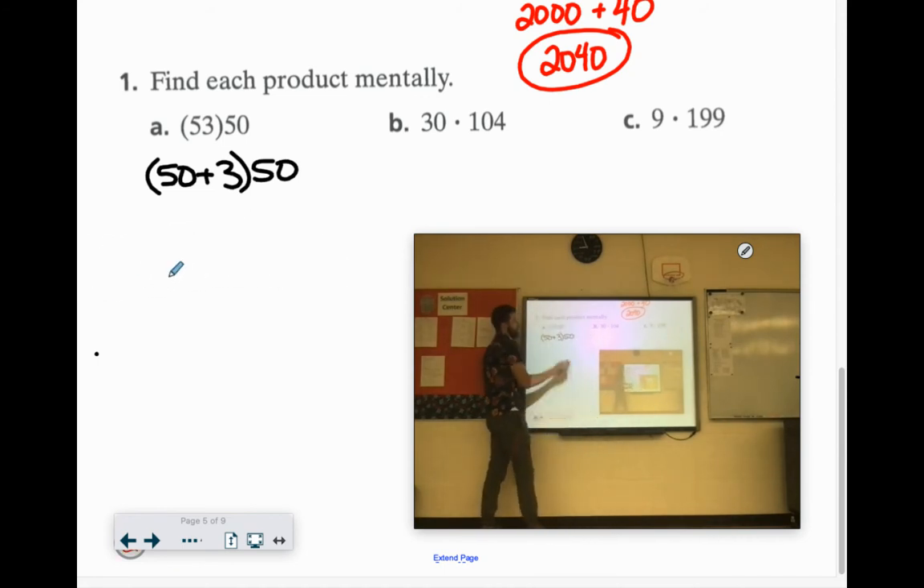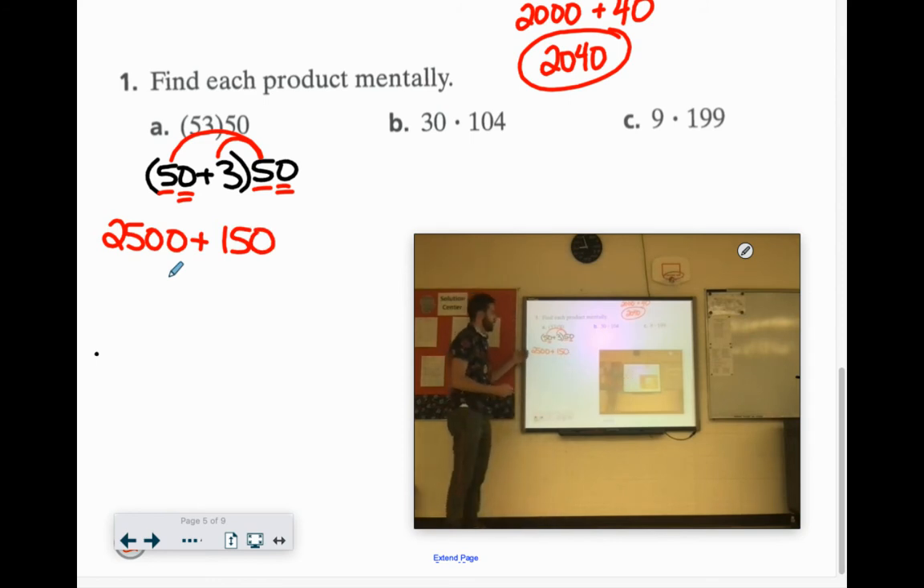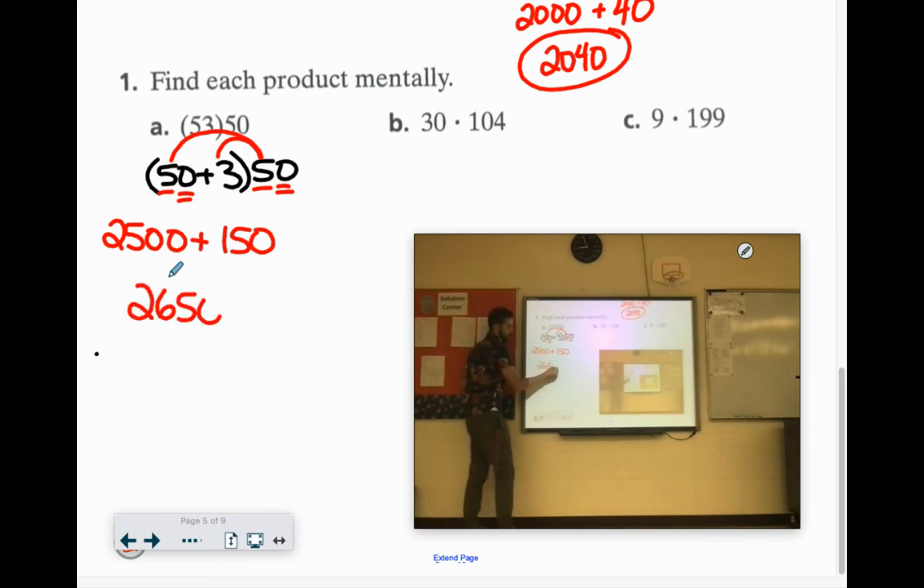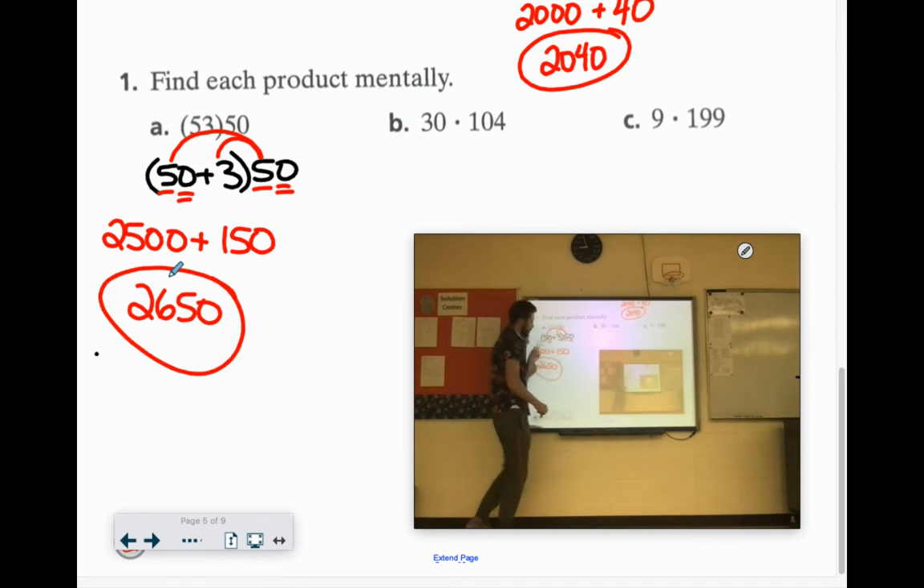So if we were to distribute here, 50 times 50, think of 5 times 5, and then we'll throw in the 2 extra zeros. 5 times 5 is 25. We have 2 extra zeros there, so 2,500. Plus 50 times 3, think of 5 times 3, and then put the 0 on there. 5 times 3 is 15, so 50 times 3 is 150. 2,500 plus 150 is 2,650. Pretty tricky.